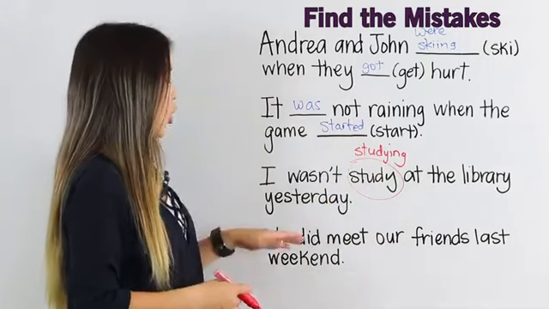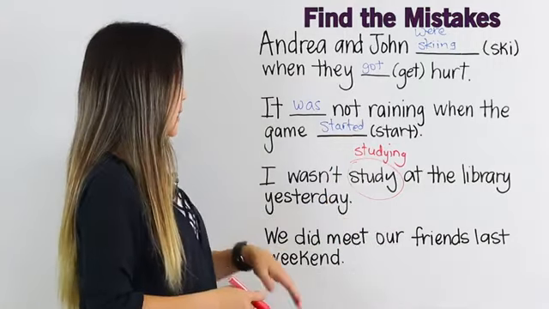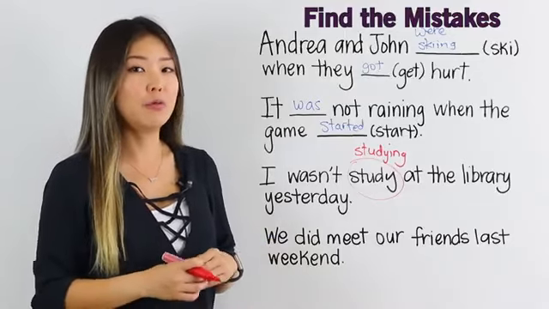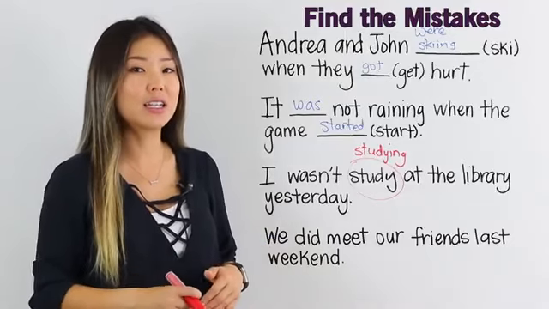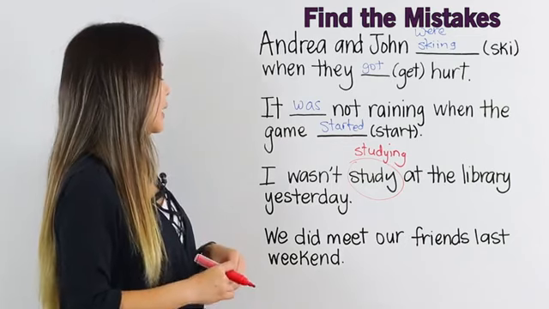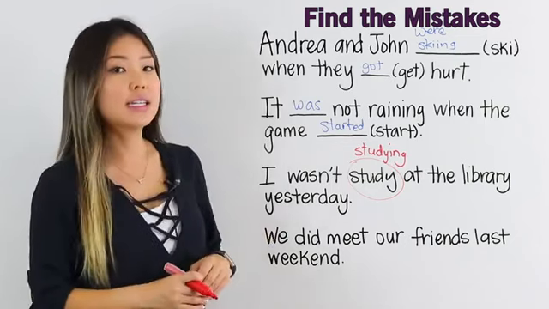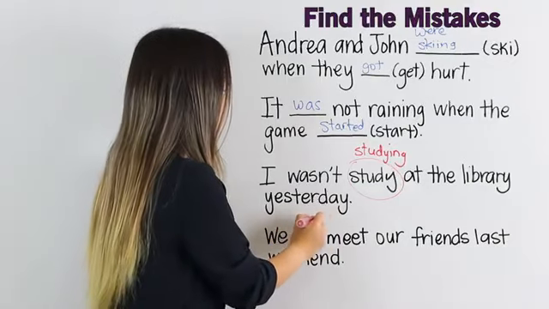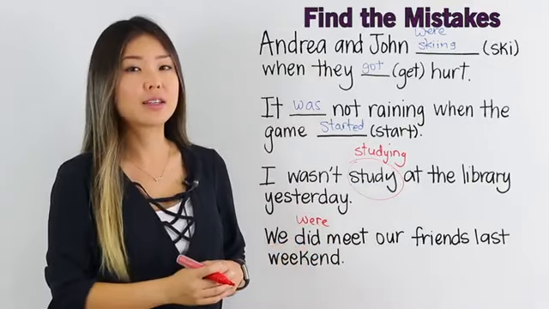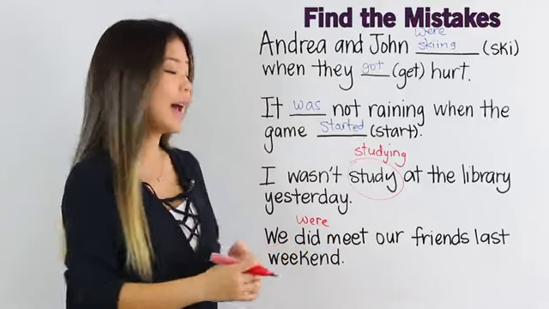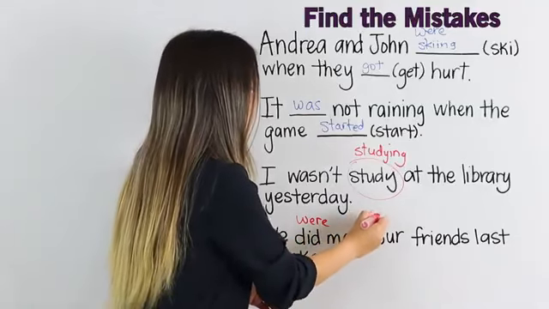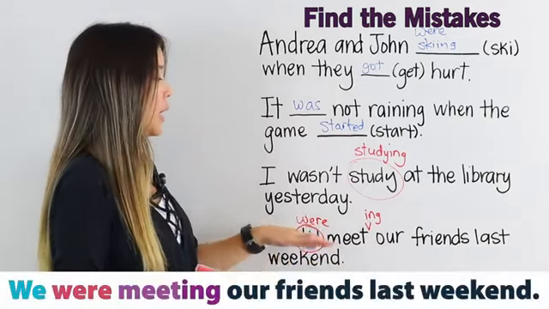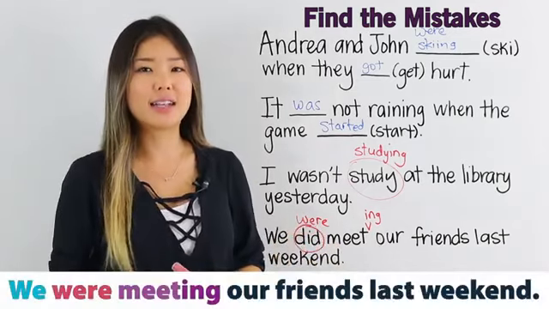And finally, we did meet our friends last weekend. That sounds right, but remember, we're doing the past continuous tense. Take a look again. The subject is we. We need a be verb. Were. Then what happens? Remember, we need to add an ing to the end of the verb. So we take out did and say, we were meeting our friends last weekend.